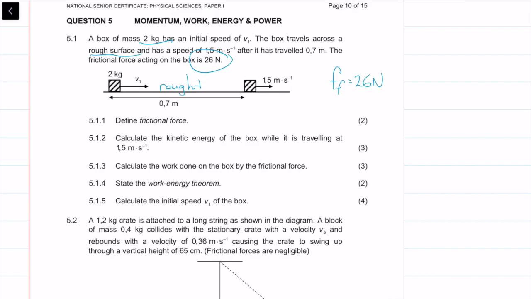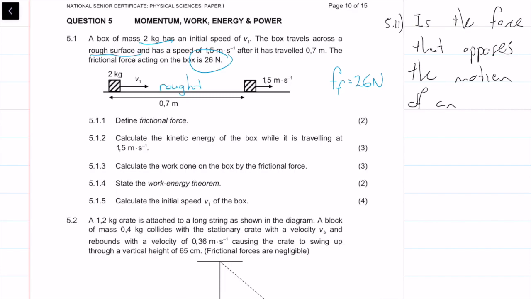Okay, cool stuff. So question 5.1.1 is a definition. It says define frictional force. So the frictional force is the force that opposes the motion of an object. Okay, and we get ourselves 2 marks for that definition.